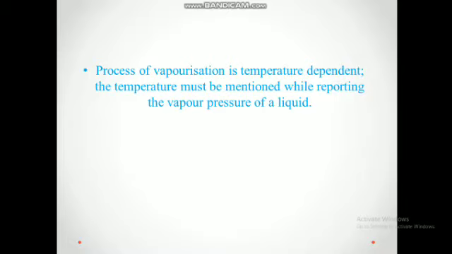So the process of vaporization is temperature dependent. That is a known fact for all of us. We keep our clothes for drying outside in the sun for better temperature than inside because the vaporization will be faster. That's why the vapor pressure is also temperature dependent. The temperature must be mentioned while reporting vapor pressure, as vapor pressure is dependent on temperature.